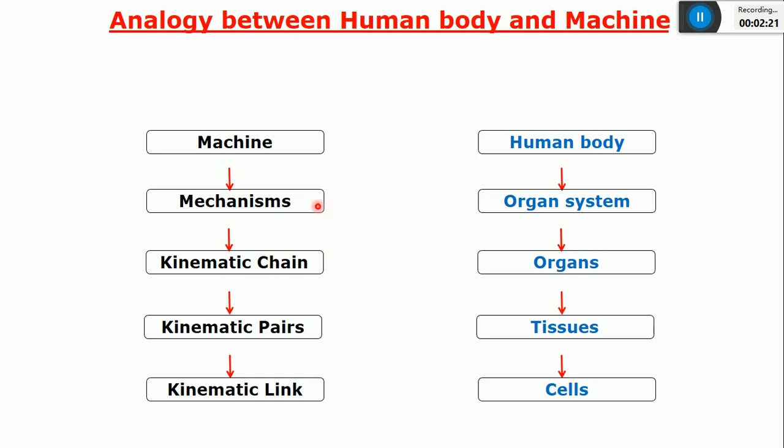For example, if a 4-bar chain has 4 links, and you are fixing the first link, then you'll get one mechanism, and if you are fixing the second link, you'll get one more mechanism. Similarly, you'll get 4 different mechanisms by modifying some link dimensions or fixing the links of a kinematic chain. Don't worry about that. Directly I'll go to mechanisms. I'll show the animation once again, then I'll go to the word inversion.